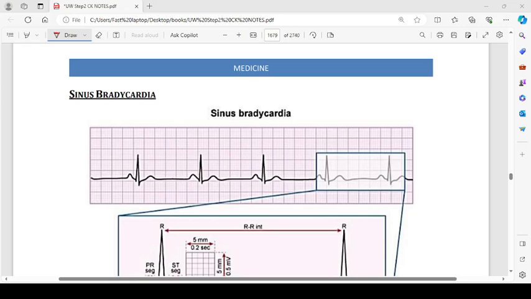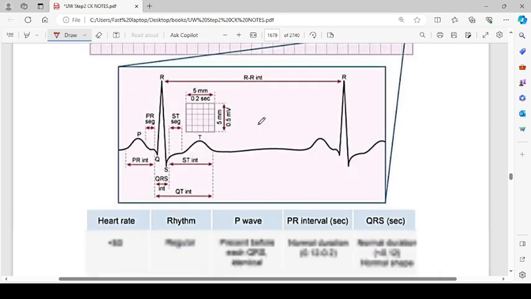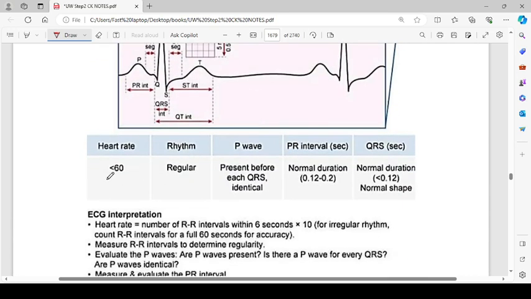So the first point is sinus bradycardia. In sinus bradycardia, the heart rate is less than 60. The rhythm is regular. P wave is present before each QRS and that is identical. The PR interval is of normal duration, that is 0.12 to 0.2 seconds.